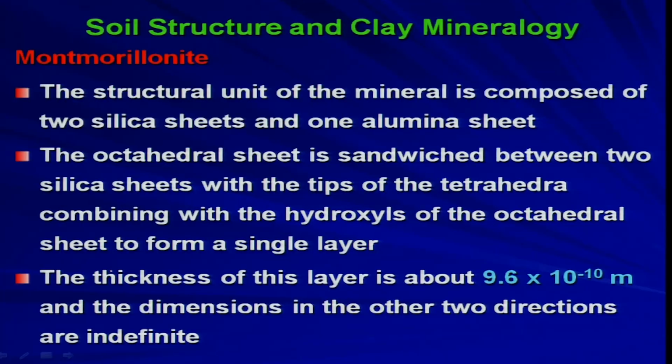The thickness of this layer is about 9.6 × 10^-10 meter: two silica sheets and one alumina sheet form the whole layer, and that layer thickness is 9.6 × 10^-10 meter. As we have seen in the case of kaolinite, that was 7.2 × 10^-10, that is 7.2 angstrom. Here it is 9.6 angstrom, and the dimensions in the other two directions are indefinite.